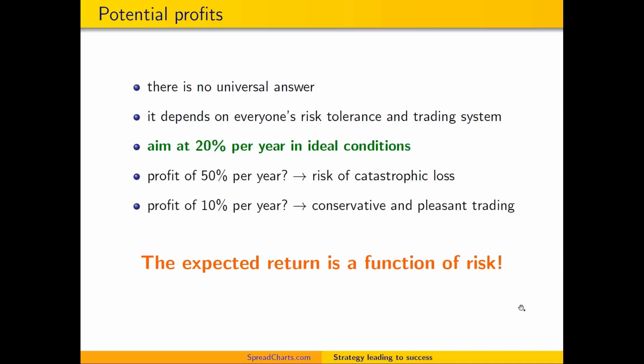Of course, you can make more in a single year if you are lucky, but you can also have a bad year. So we talk about the return that is realistic to achieve repeatedly. Making 30% per year is extraordinarily high. Aiming for anything above that is not a good idea. The conclusion is that expected return is always a function of undertaken risk. There is no free lunch, especially not in financial markets.